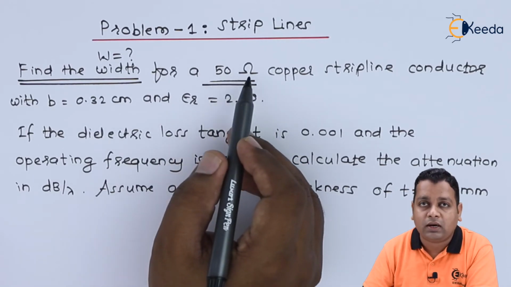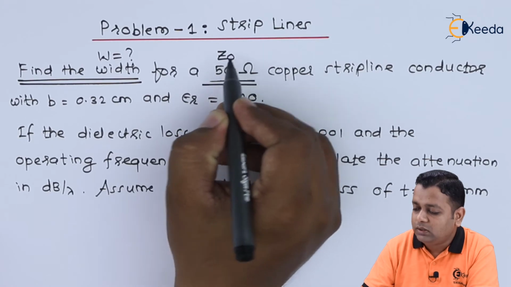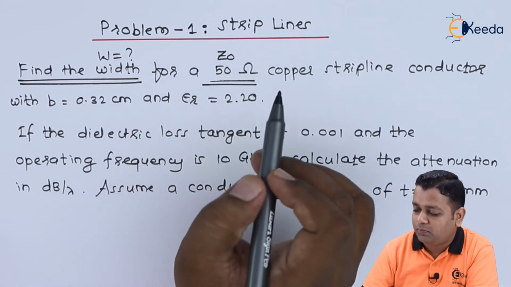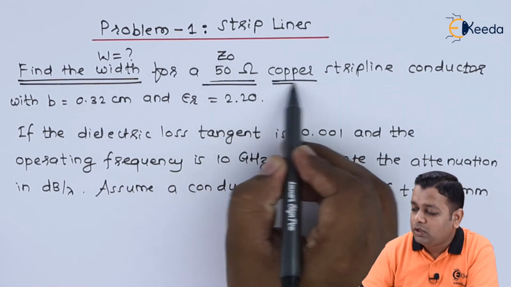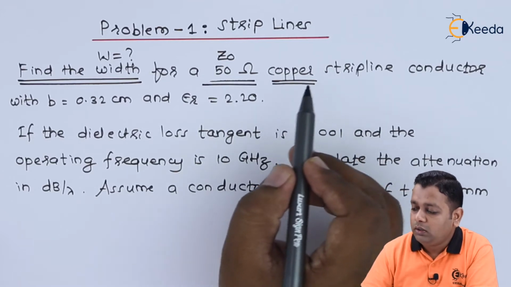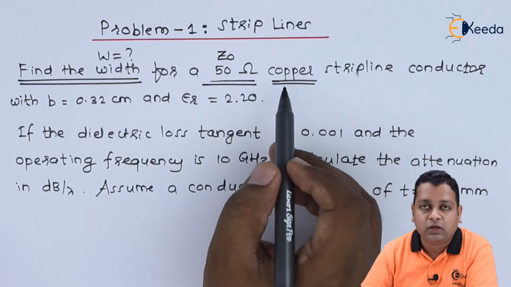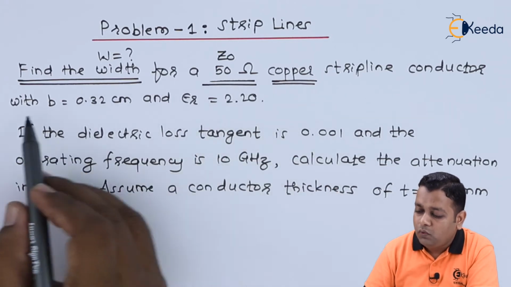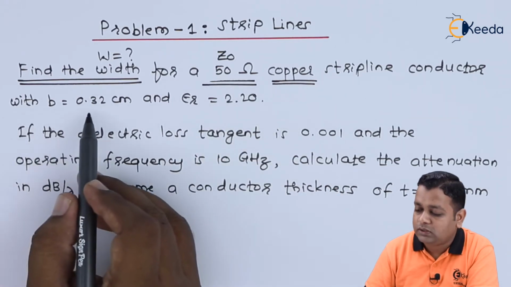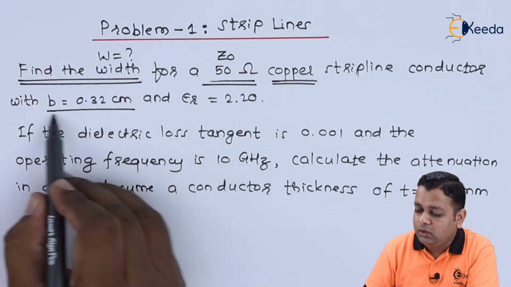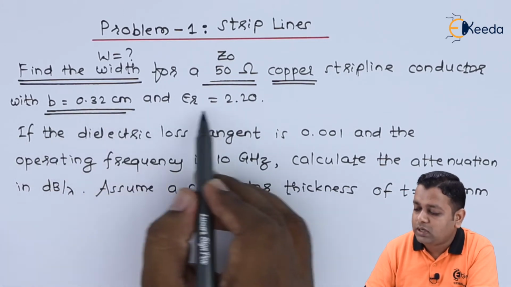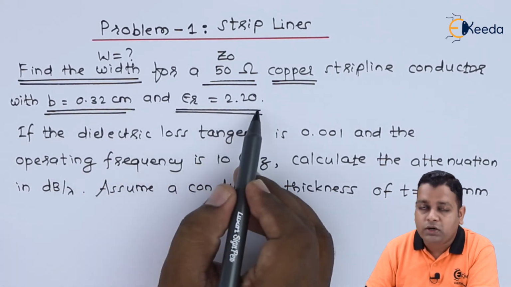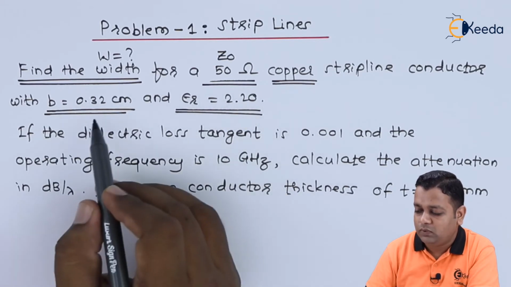What exactly the 50 ohm is, is nothing but the characteristic impedance of the transmission line, the strip line, which is made up of copper. So for the strip line conductive material of copper, we have the characteristic impedance 50 ohm with the value for small b equal to 0.32 in centimeters and epsilon r 2.20. These are the other given details.